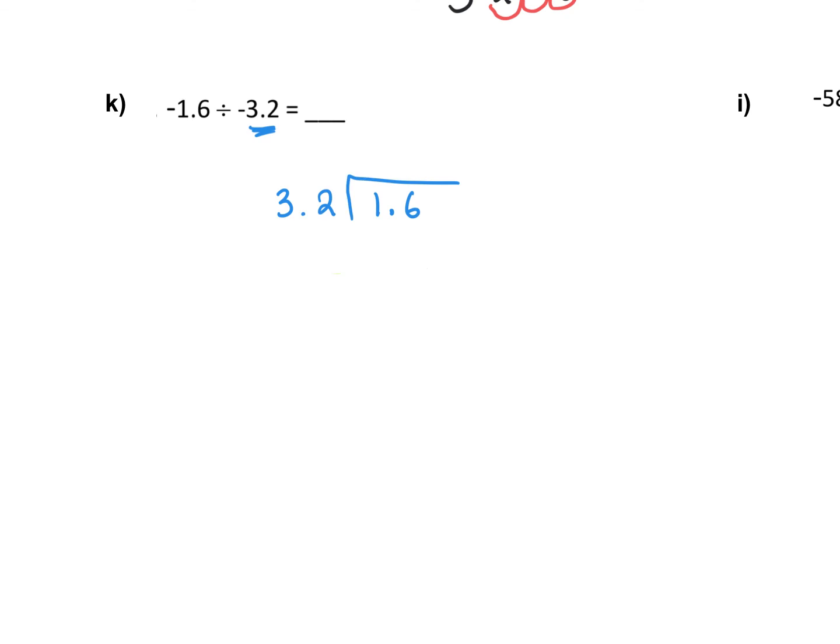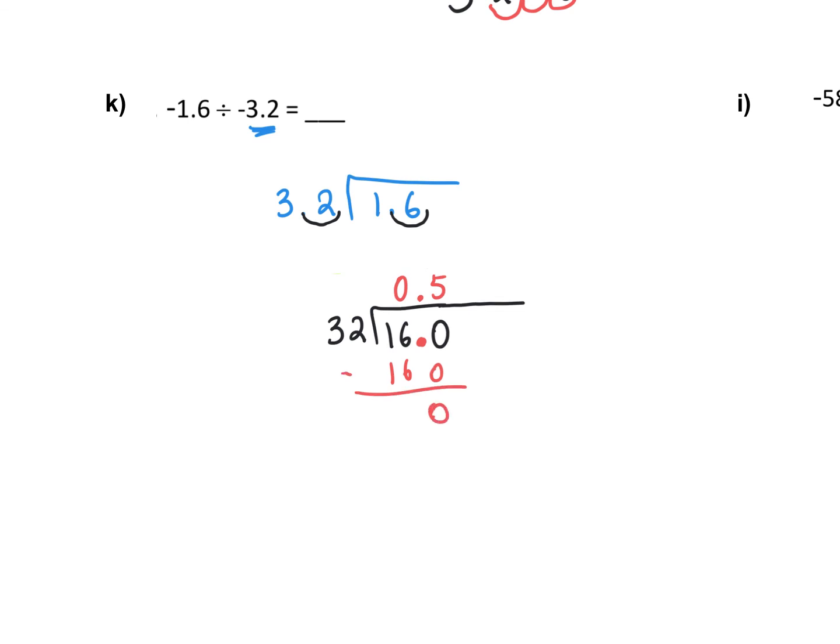Now remember, we can't have a decimal on our divisor, so I need to move that over a spot, and I move this over a spot. So really I have 32 divided by 16. So I know I'm going to have to add a decimal and a 0. This is going to go in 5 times here exactly. And remember, if I have a decimal here, add your decimal up top. And a negative divided by a negative gives me a positive.